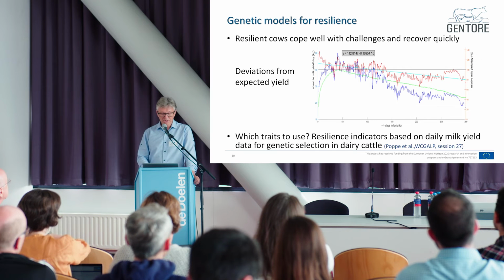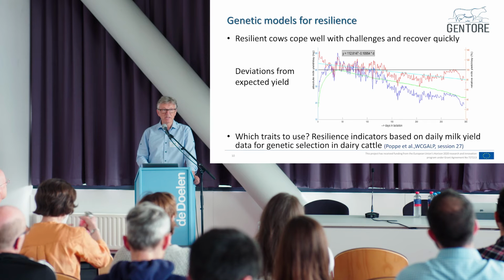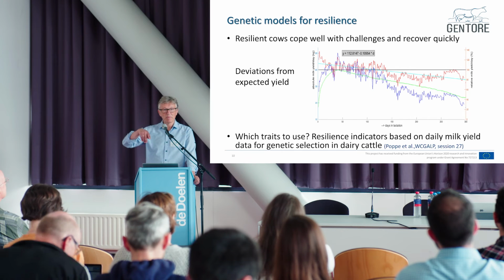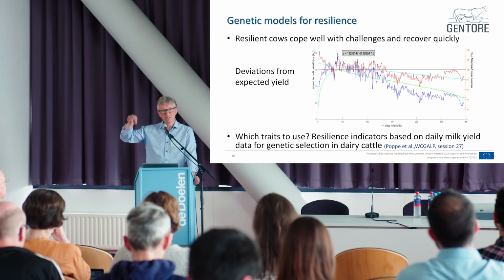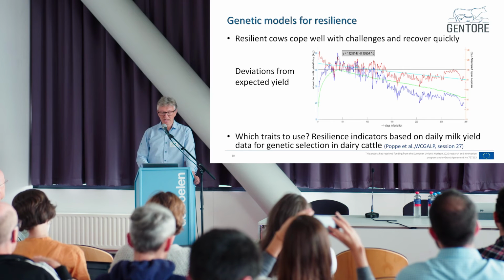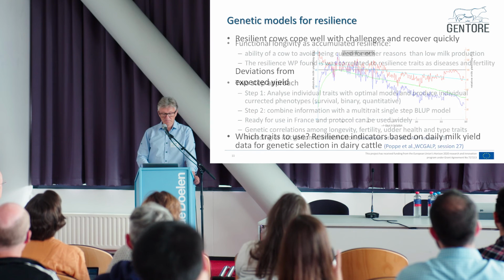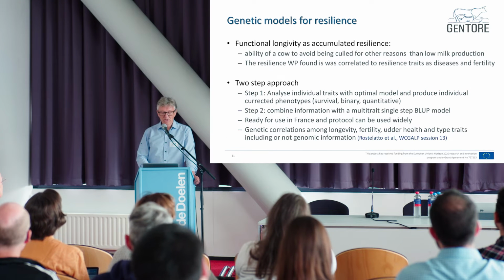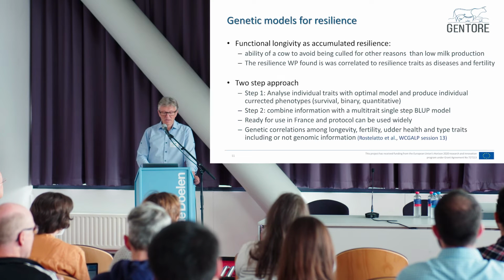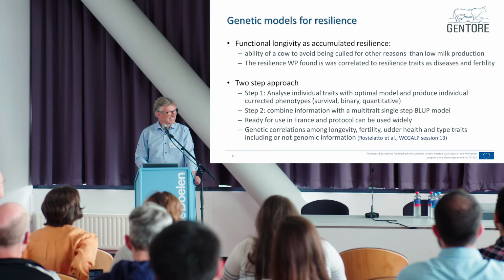Marieke Poppe is going to present this paper in session 27, where she's looking at different traits defined as to how the milk production deviates from an expected curve over time, and define traits to use as resilience traits for selection. The other way is to look at it more like an accumulated effect over the lifetime of the cow, and it's also based on work from the same work package.